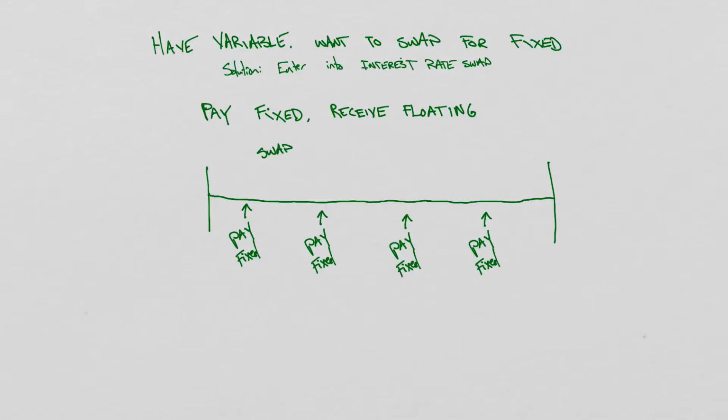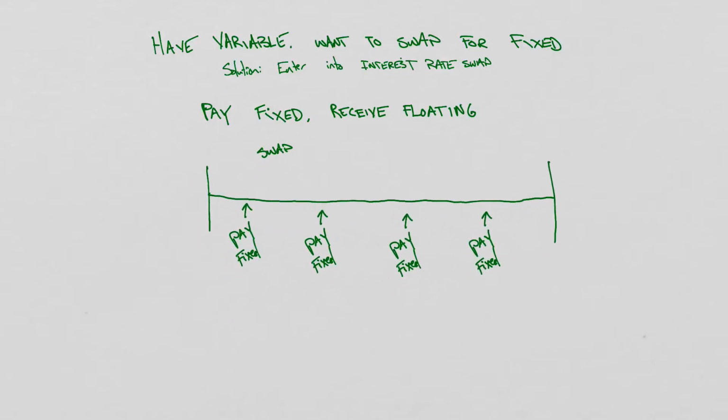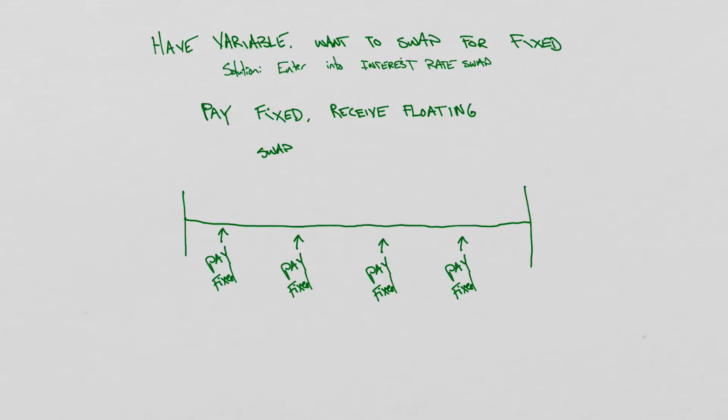But as part of this swap, you pay something and you get something in return. You receive a floating payment. The amount that you receive every 6 months or whatever varies. It floats. And it varies according to whatever interest rates are doing in the economy.